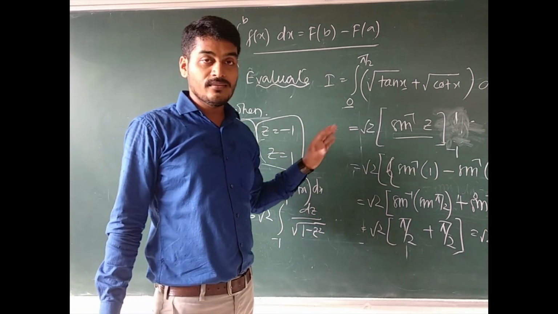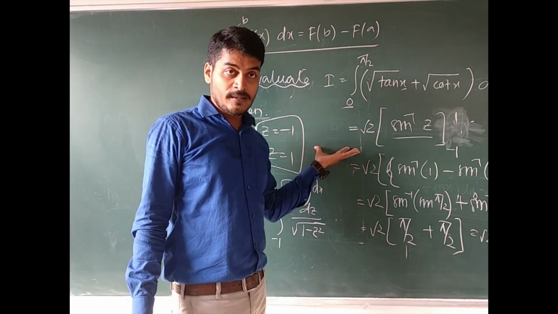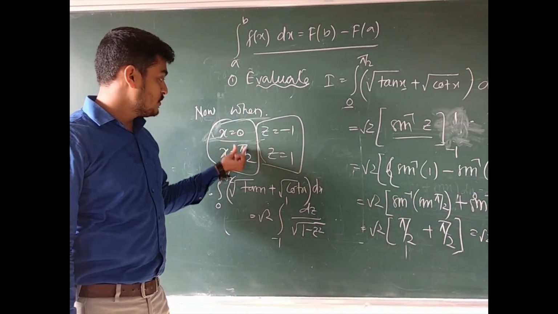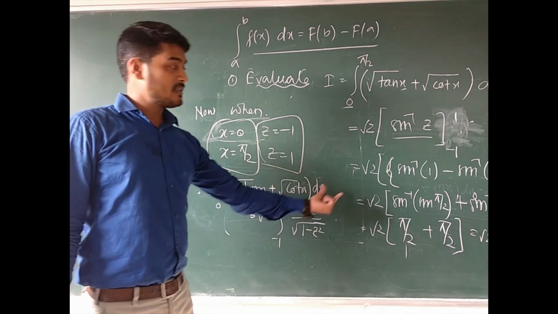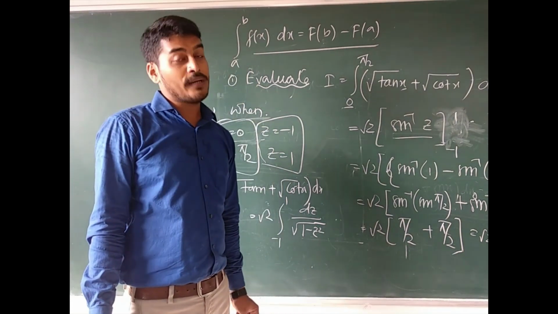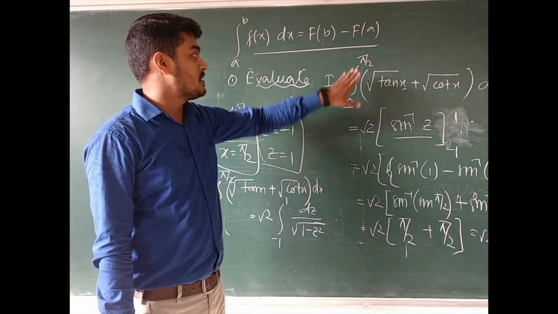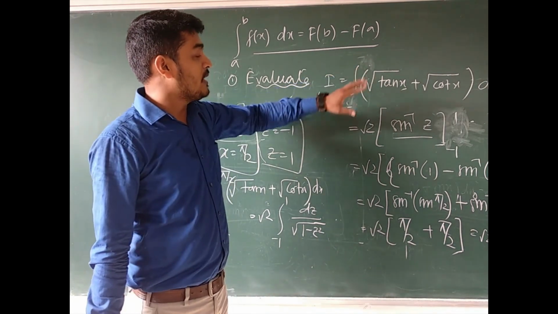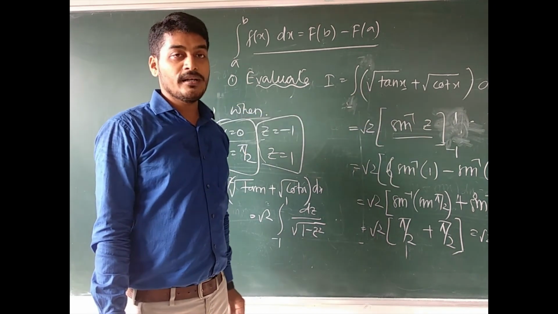Whenever you have used the substitution method you have to change the variable also. You have changed the variable. So the old value was 0 to pi by 2, and the new value converts to -1 to 1. So put the limit in the respective places and you will get the answer. Simple procedure, but practice is required, practice is a must. That means here in this one question we have got the procedure, how we can find the answer of this question.